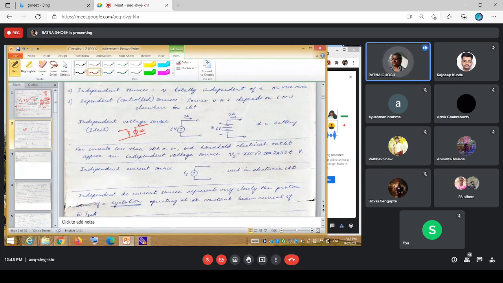So this one is actually the dependent source, which is decided by the current at this side. Okay, so that decides this one.